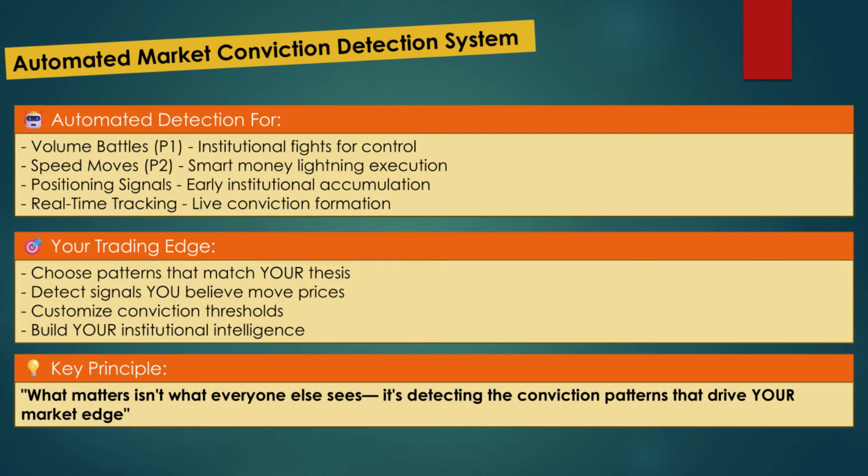In this tutorial, we'll build automated detection for volume battles, smart money speed moves, institutional positioning signals, and real-time conviction tracking. But these are just a few examples. What actually matters is up to you. The patterns you choose should reflect what you believe moves prices.